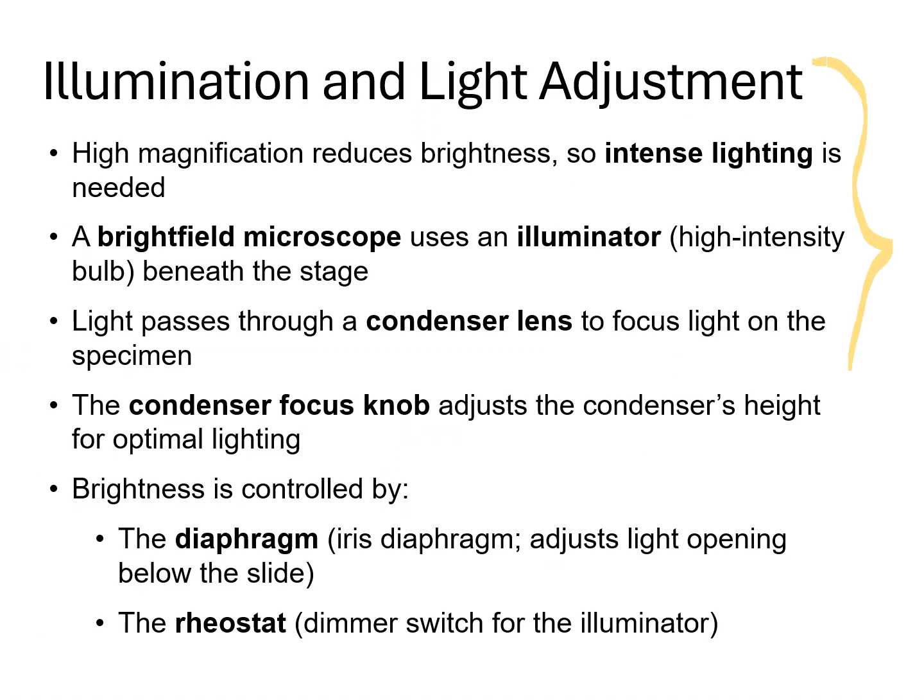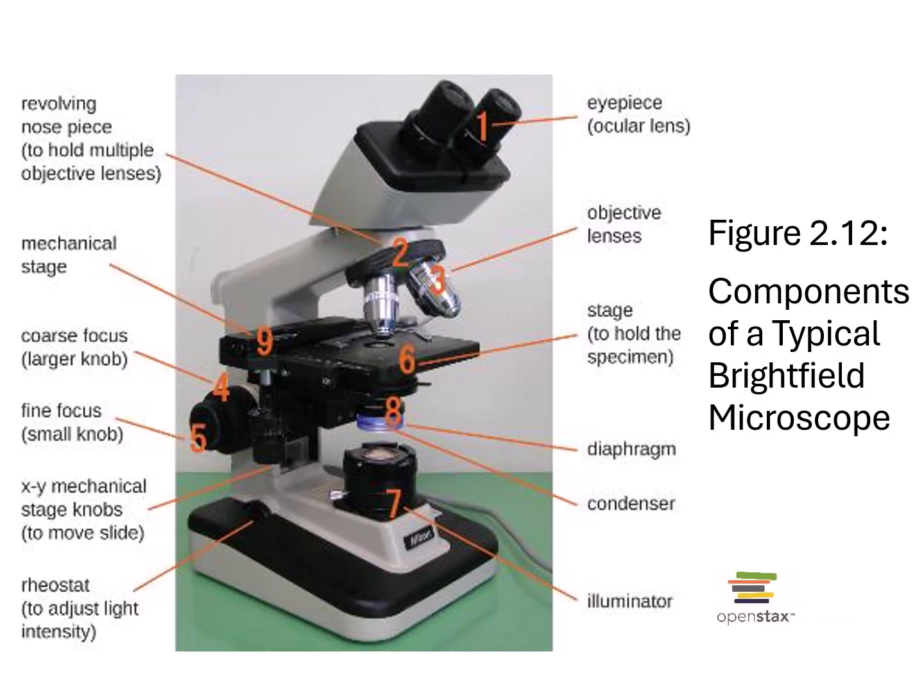I'm going to use the same image to describe this part as well. As you view your specimen under higher and higher magnification, you'll notice that brightness is reduced, so you'll need to increase the intensity of your lighting. In our bright field microscopes, there is a light source or illuminator towards the bottom of the microscope beneath the stage. Light will then pass through a condenser, which does what it sounds like.